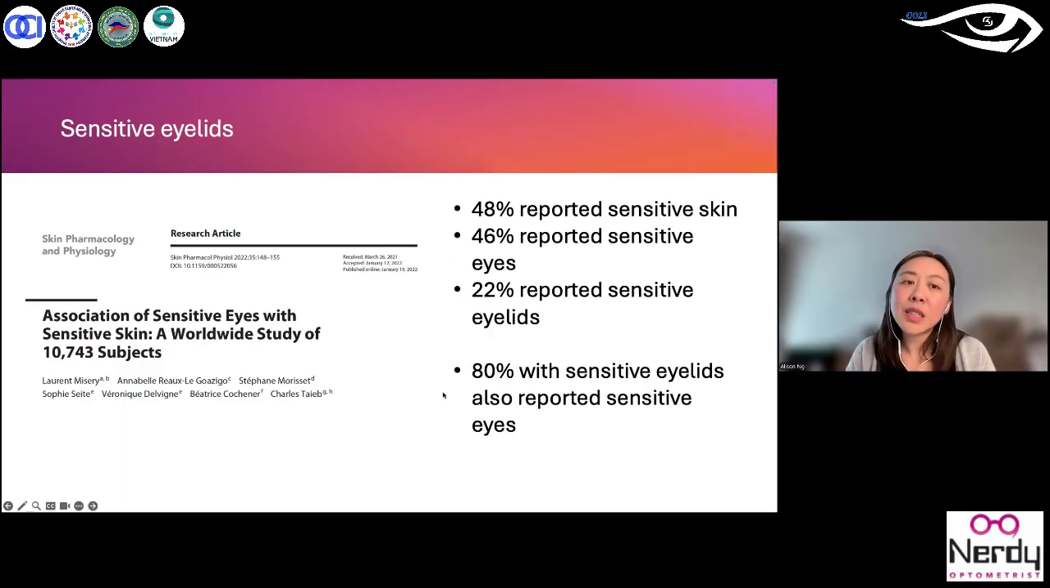And what's really interesting is, of that 22%, if we look at the data a little bit more, 80% of those that had sensitive eyelids also reported sensitive eyes. These are quite large numbers of people. So almost 1 in 5 people report sensitive eyelids.